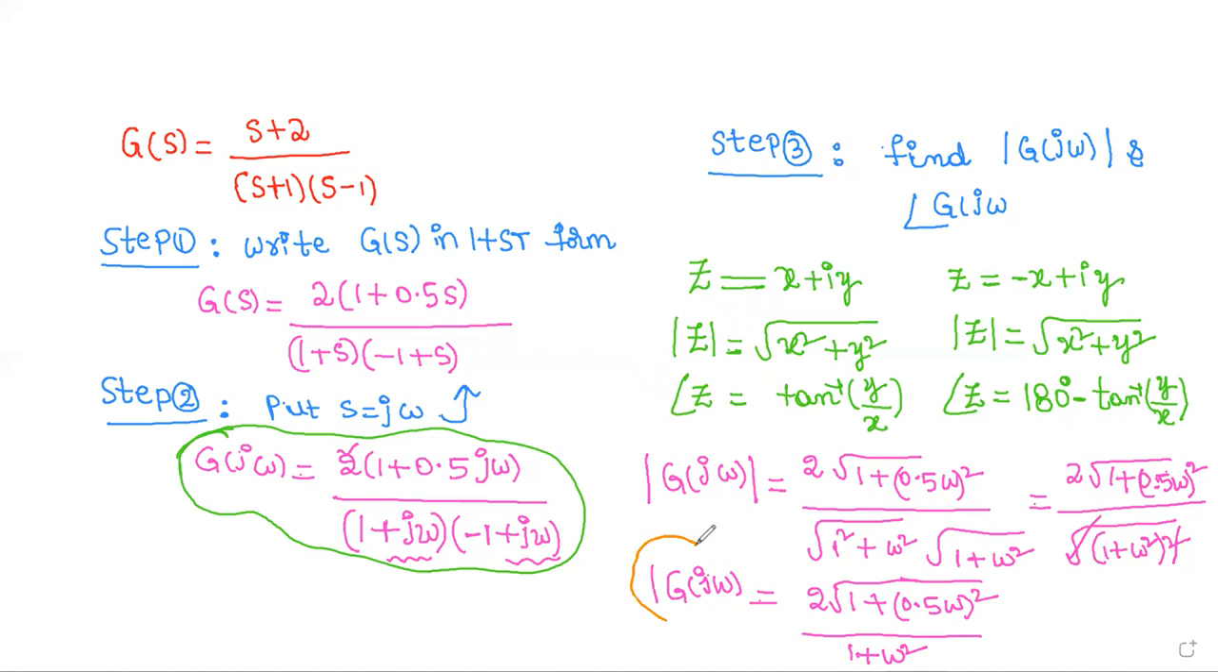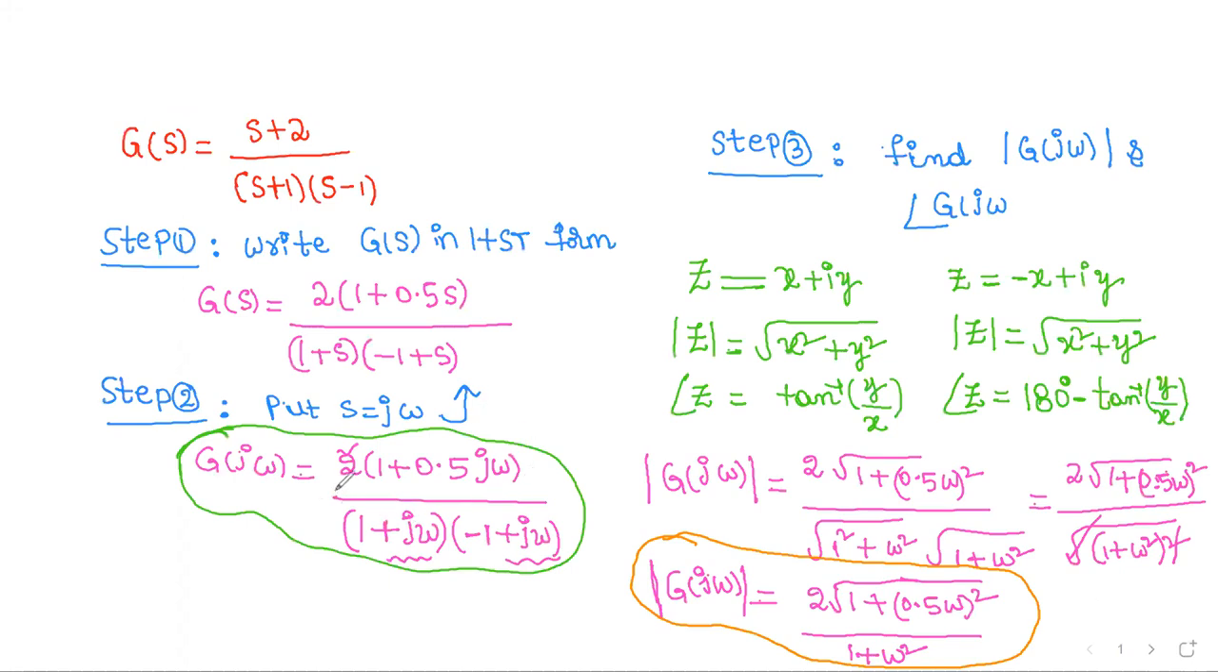Remember this one? This is modulus g of j omega. Now the next thing is we have to find the phase angle, that is angle g of j omega.